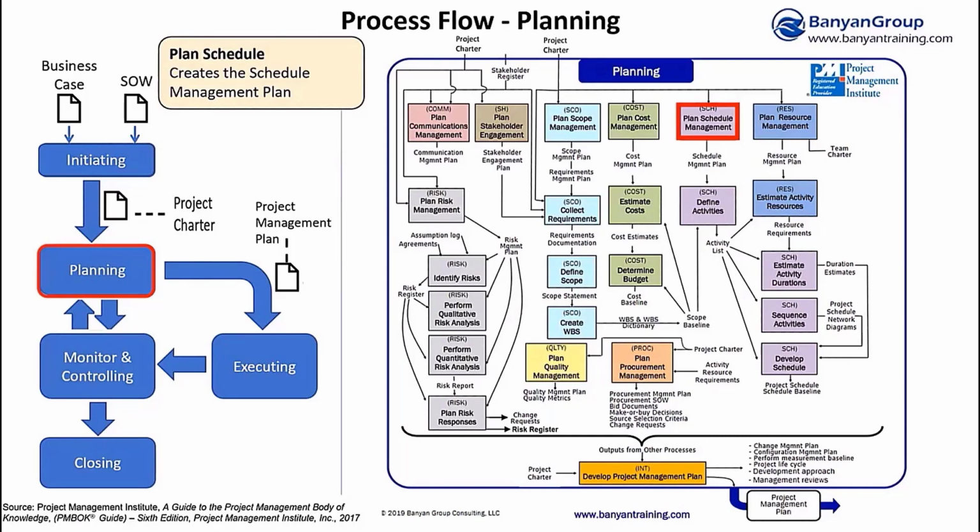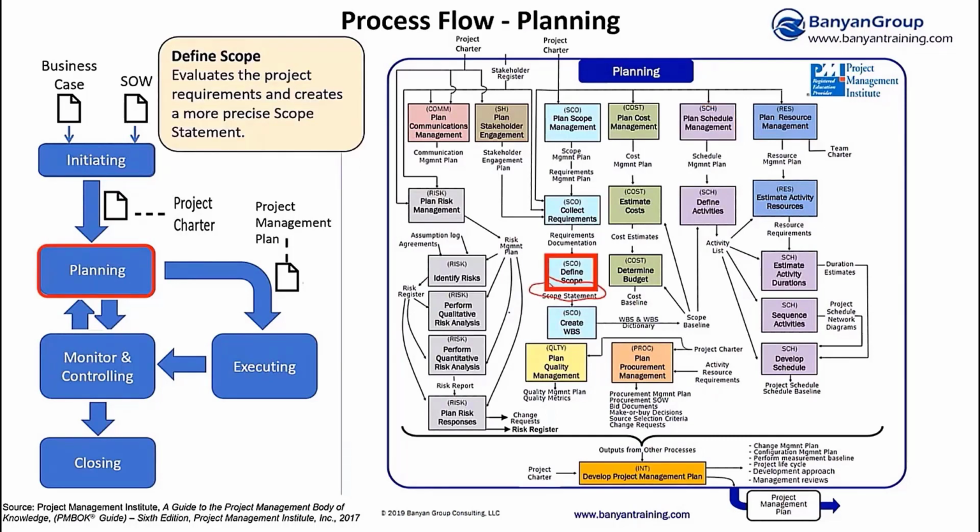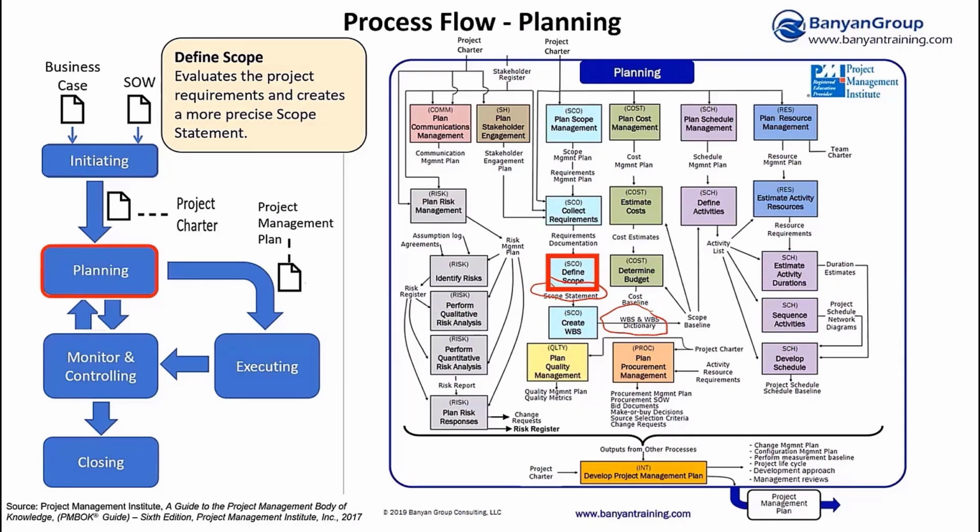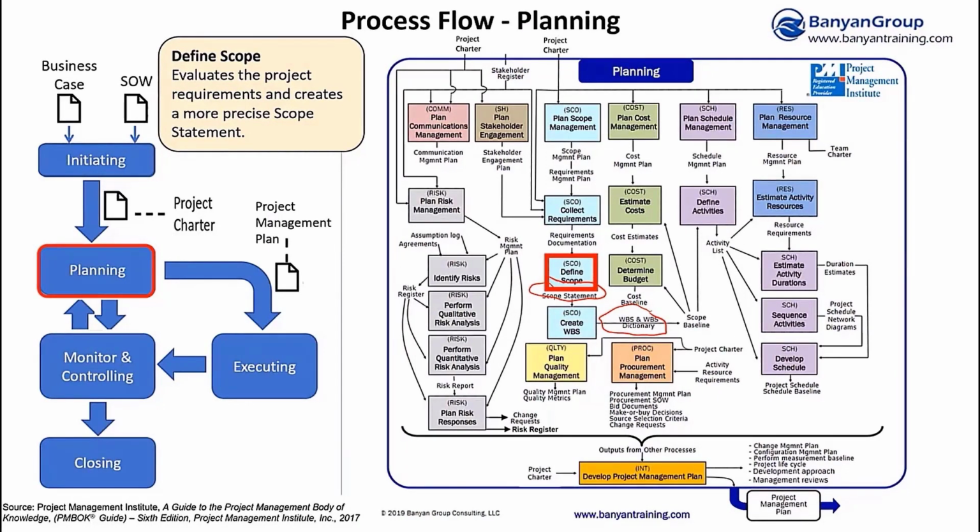You notice that defined scope gave us a scope statement, and then WBS gave us two more components, the WBS and the WBS dictionary. That collection of three items, the scope statement, WBS, and WBS dictionary, was enough to give us our scope baseline. And so the scope baseline is what we're going to ultimately commit to doing, and we're going to measure our performance, our scope performance, against that baseline going forward. So keep that in mind as we transition over to schedule management.